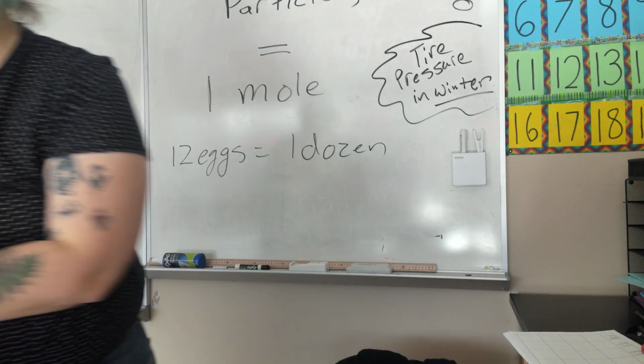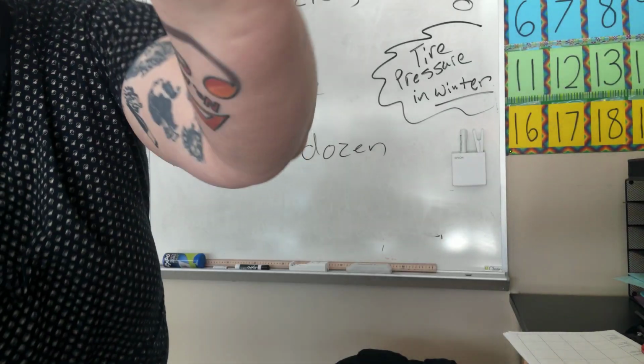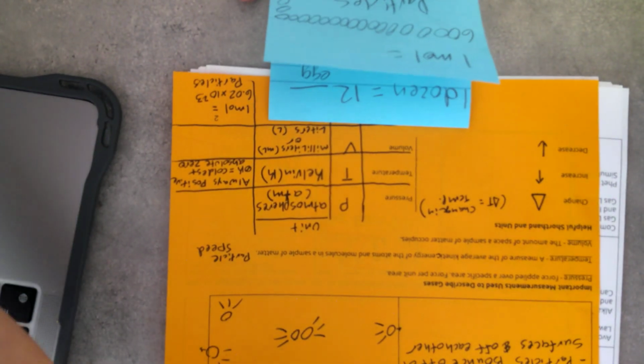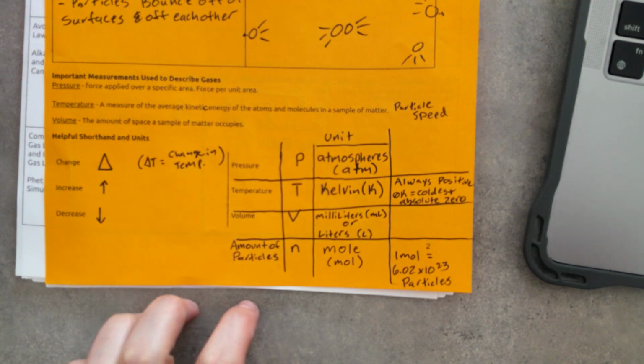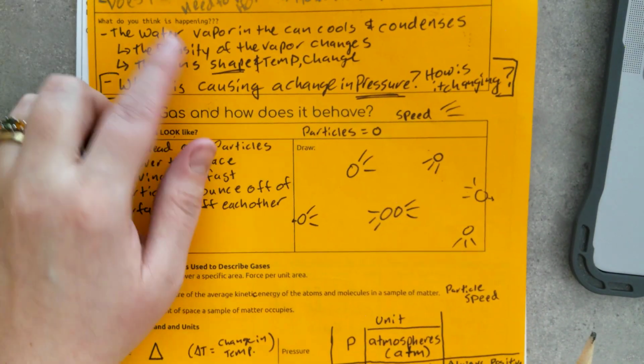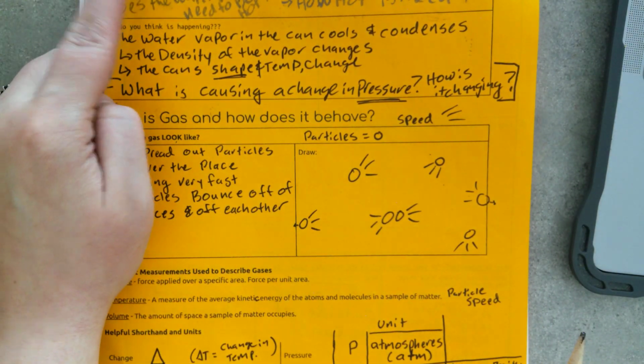Okay, so if you are missing anything from these notes, please make sure you get them down, especially this diagram at the bottom. And don't forget, at the top of this page, you had to do a little brainstorm. What questions do you still have about the can crush?